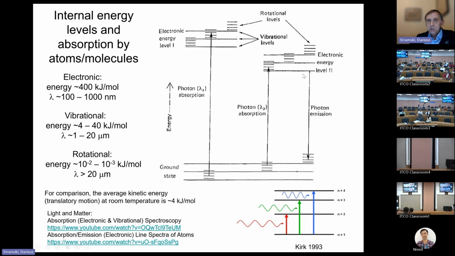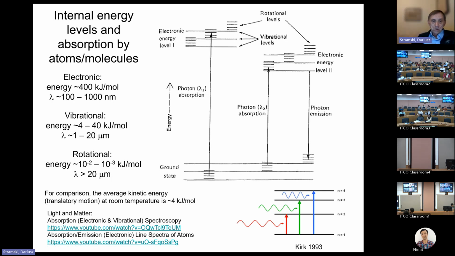And basically, this slide also gives us insight into the actual amount of energy associated with these different types of internal energies. So electronic energies are on the order of 400 kilojoules per mole. That corresponds to photons within the region of 100 to 1000 nanometers, which encompasses UV, visible, and near infrared. Vibrational energies are from about 4 to 40 kilojoules per mole, and that is in the infrared, although some vibrational interactions can, for some molecules, extend into the visible. And rotational energies are smallest, 10 to the minus 2 to 10 to the minus 3 kilojoules per mole, and that corresponds to photons of wavelength longer than 20 microns.